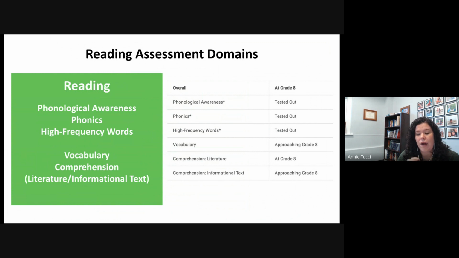So many students will see "tested out," meaning that they did not receive questions related to this particular subtest. A max score in this section means that your child took the subtest and received a high score. Vocabulary is being able to name the words that students know in that domain, and comprehension.